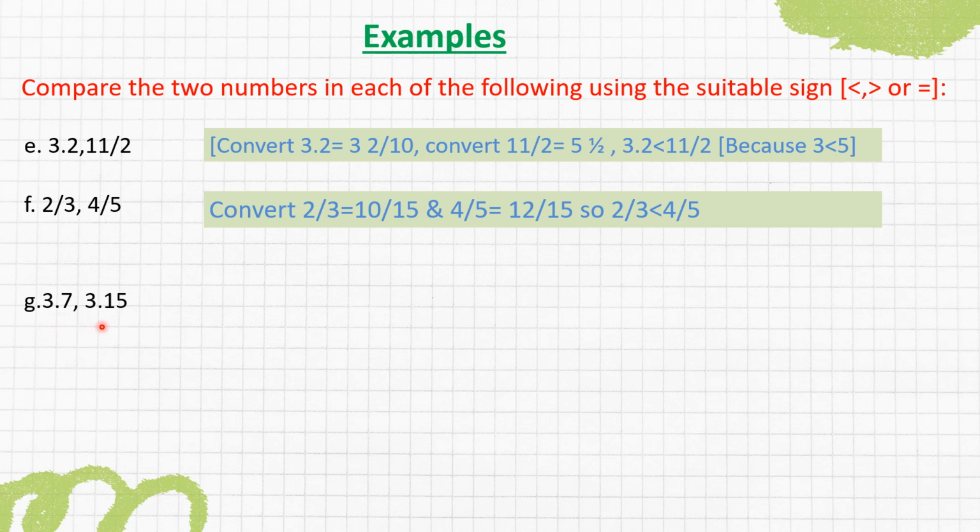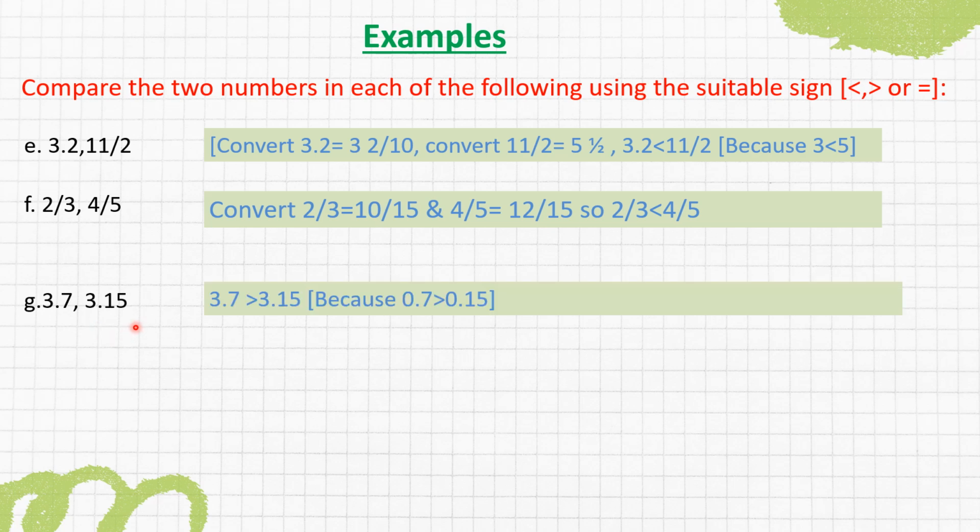3.7 and 3.15, which is greater? Tell me, math champions. Excellent. 3.7 is greater than 3.15 because 0.7 is greater than 0.15.